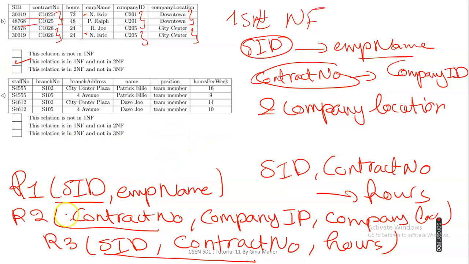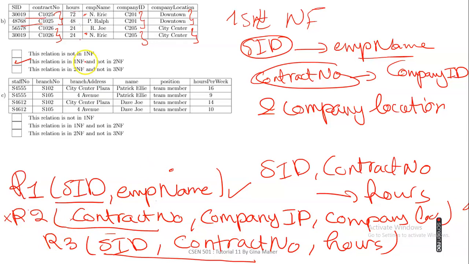Now we have decomposed it to the second normal form. Let's check whether we are in the second normal form or not. In this relation, the primary key is one attribute only, so this one is in the second normal form. This one is in the second normal form, and here hours depend on both of them. Is each relation in the third? Here we don't have any transitive dependency, but let's check this relation.